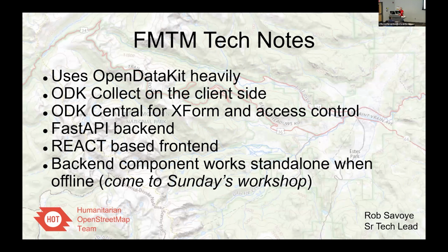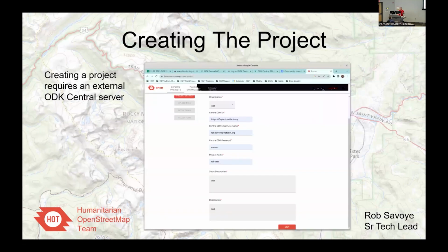We built a FastAPI backend on top of my OSM Fieldwork project. That was interesting. And then we dropped the demo project, which was designed to be a demo, and we wrote a full React-based front end. The backend component also runs fully standalone and fully offline, since we work offline a lot, but that's Sunday's workshop. I'll come to that if you're really interested in Open Data Kit junk.